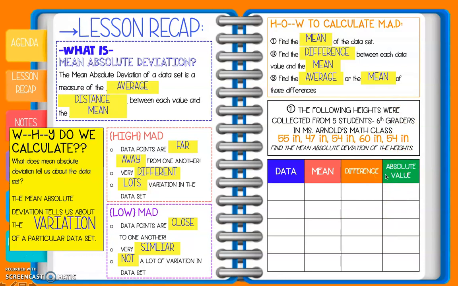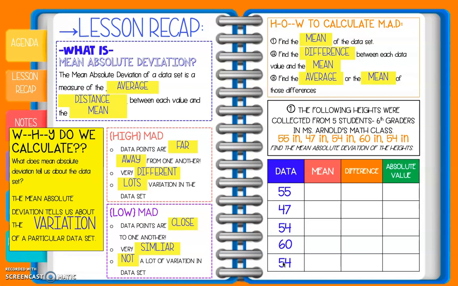Since we're talking about distance, we're going to be using absolute value because distance can't be negative. All right, so the first thing we're going to do after we draw our chart is to list our data. We have a 55, a 47, a 54, a 60, and a 54. Then we're going to find the mean.